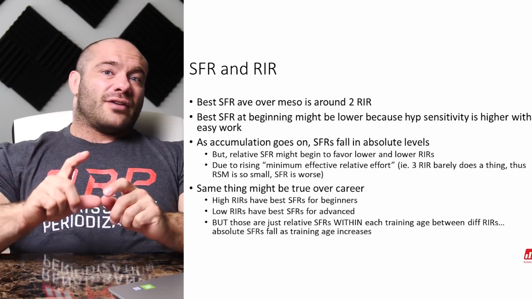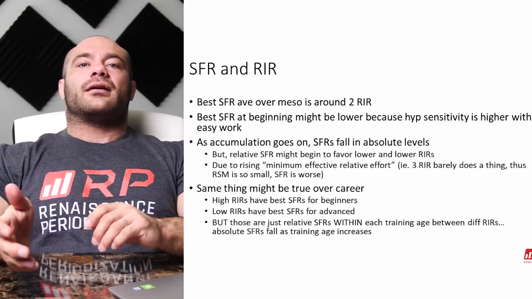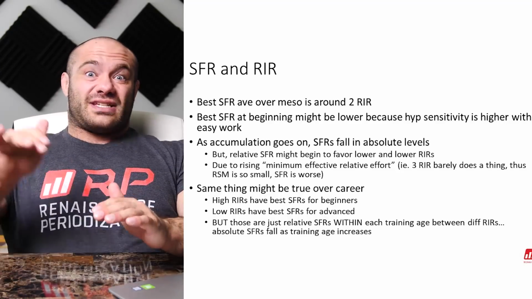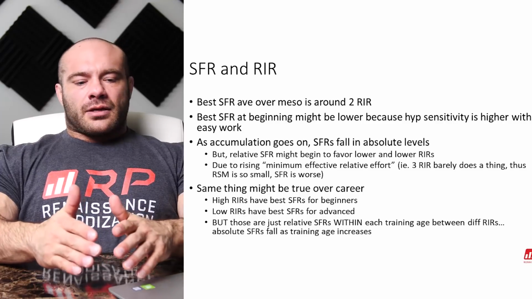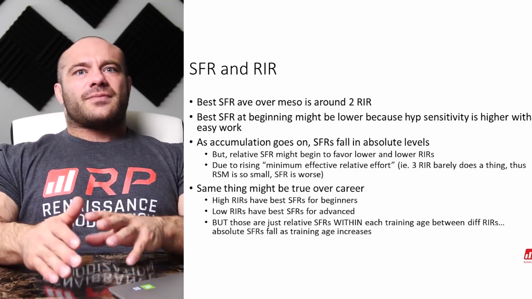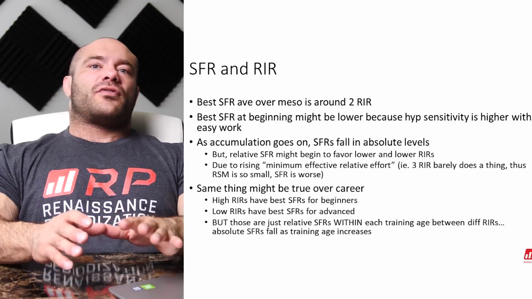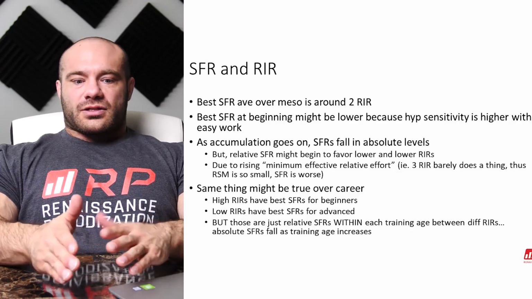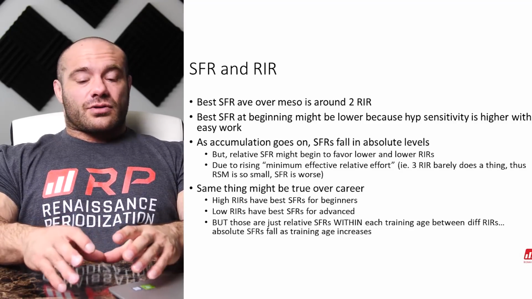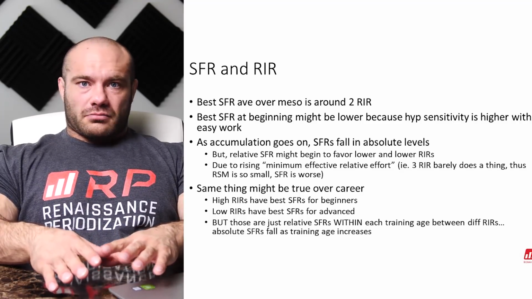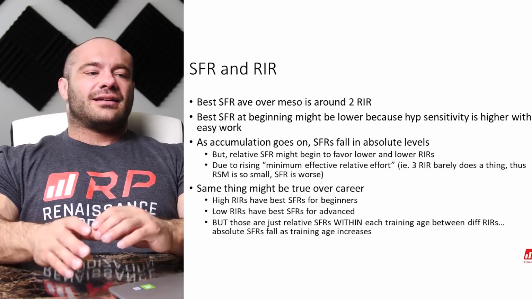Later on, you have to train harder and harder to actually get less and less stimulus, even though you keep trying to get as much as you can. And thus the fatigue cost starts to go up. So it turns out that at the beginning of the mesocycle, the best SFRs might actually be found at RIRs of 3 and maybe even 4. So at the beginning of the mesocycle, the best stimulus to fatigue ratio might actually be found with 3 or 4 RIR, which is maybe one of the reasons why we say it's a good idea to start there, right?